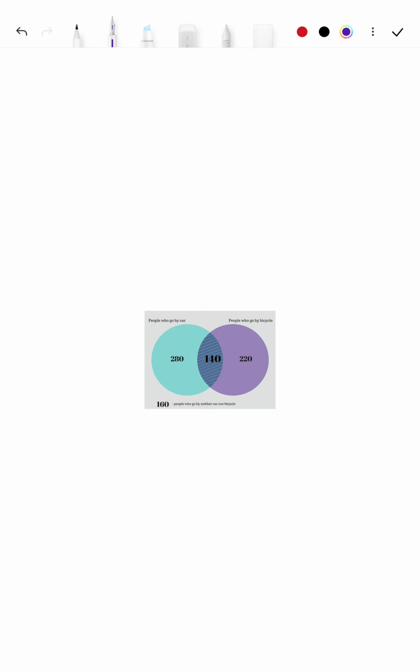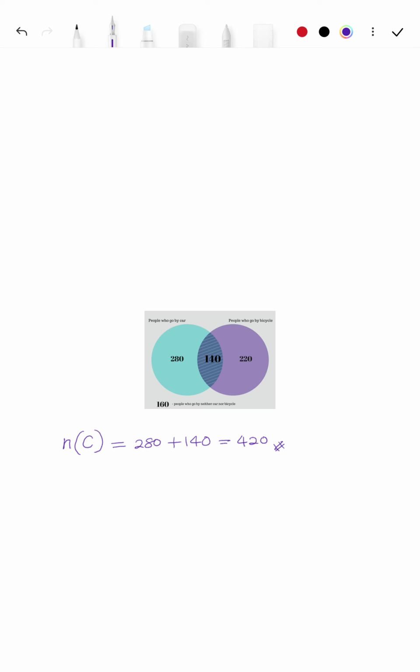Okay, so if you are going to write it rigorously, you can write n of C. C, representing people who go by car, is the same as 280 plus 140, and that's 420.